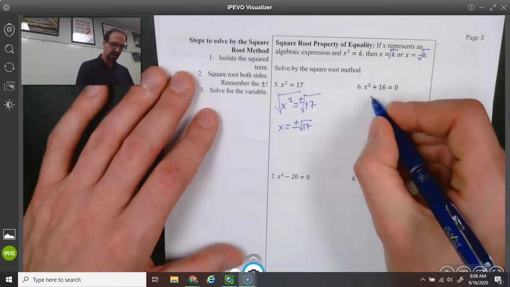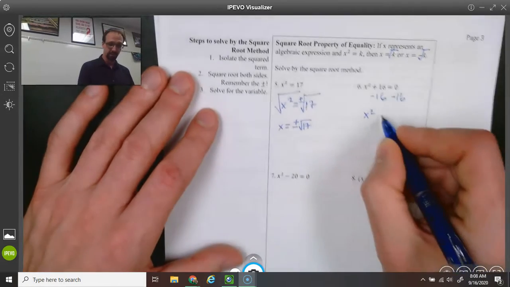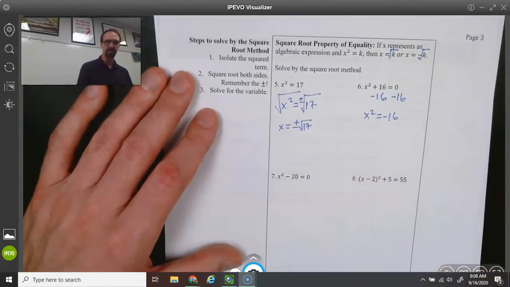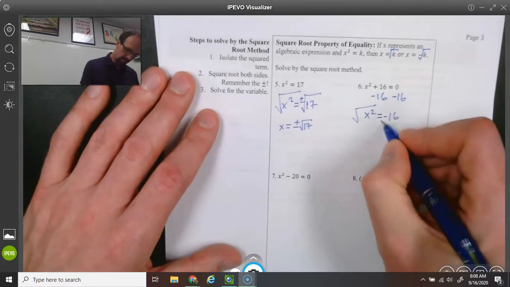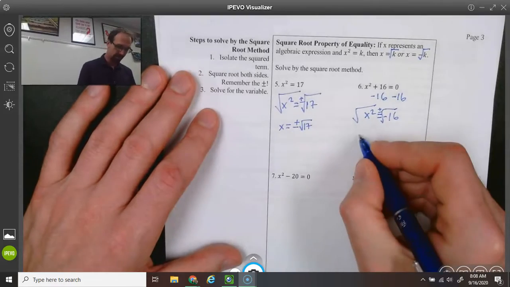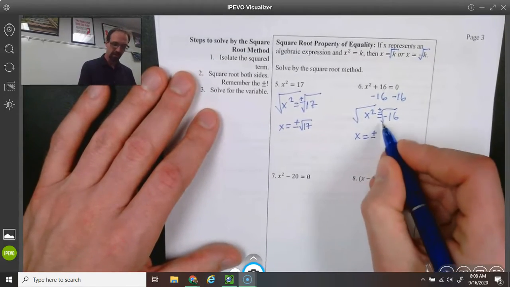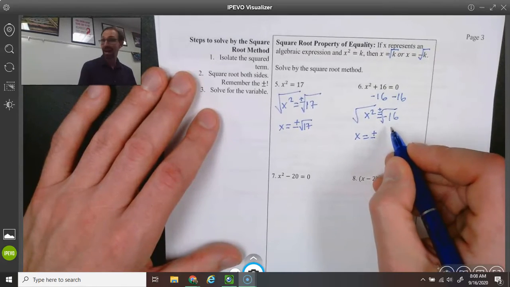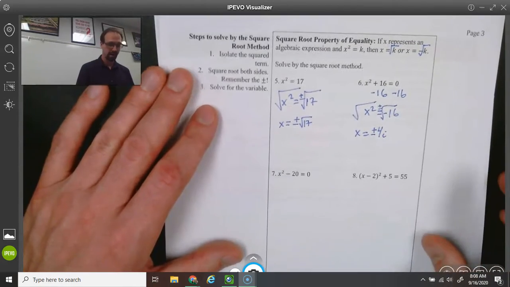Number 6. Now we're going to subtract 16 on both sides to get this in, sorry, not in standard form, but in square root form, so I can square root it easily. And then when I take the square root on both sides, square root, plus minus, we have a negative under the radical. Now, from a previous section, we've talked about what to do in that situation. So the negative becomes an i, and then the square root of 16 is 4. So this is plus or minus 4i.